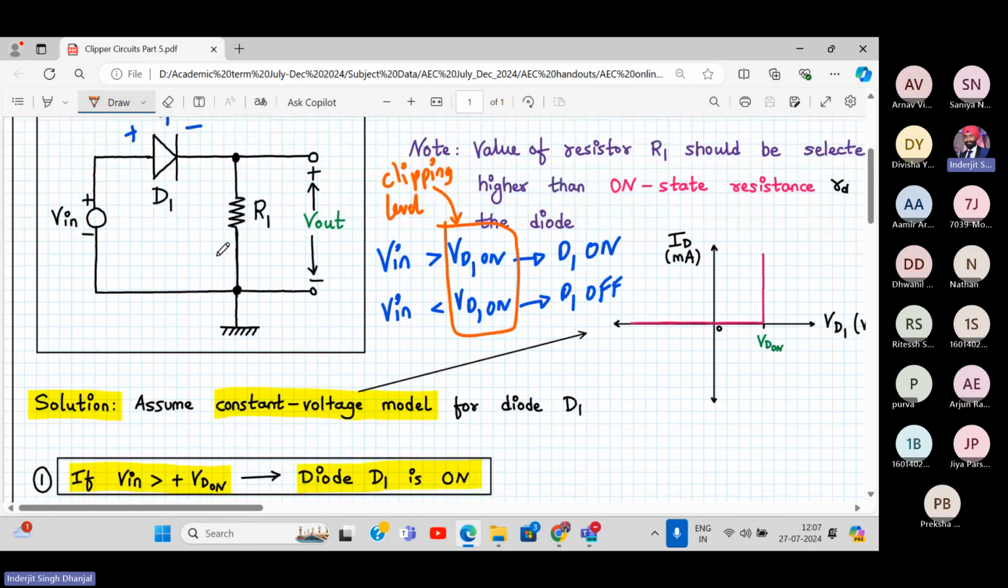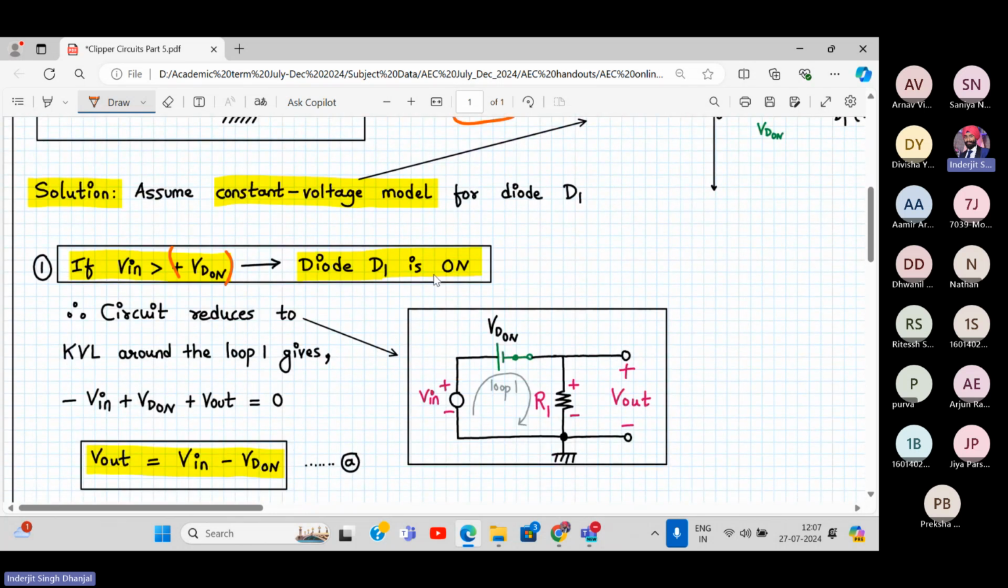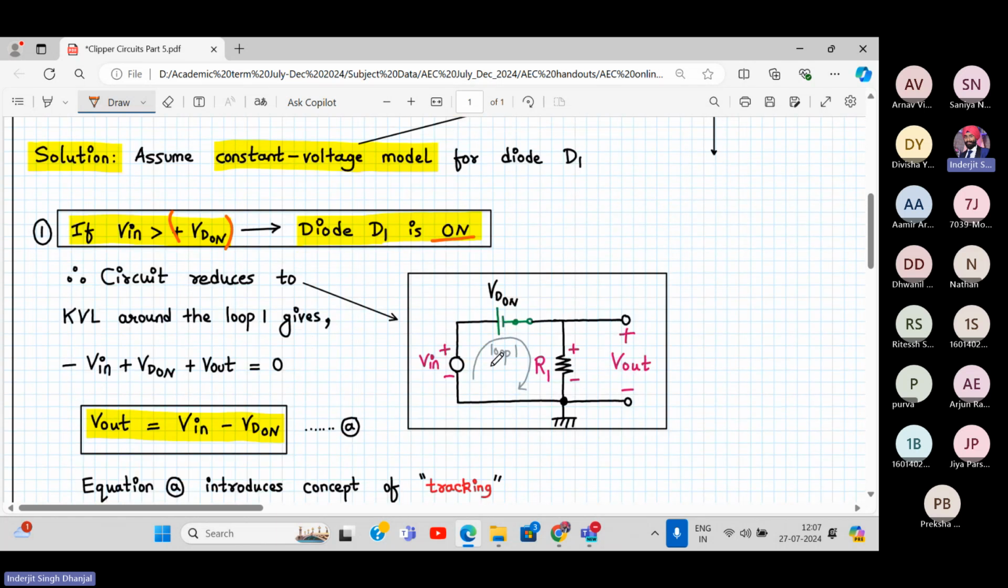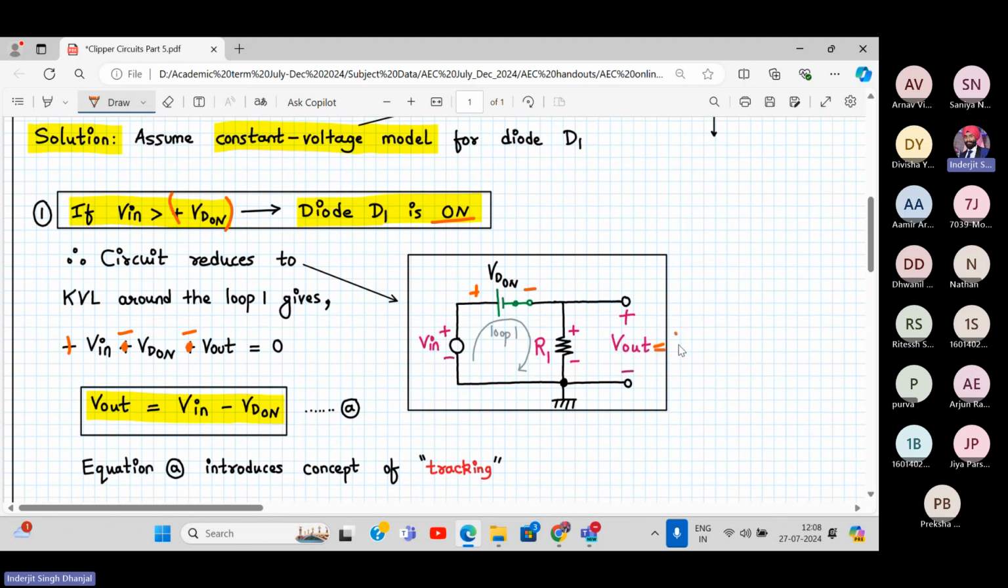Let me show you how. Let's consider diode D1 is on for Vin greater than VD on. That is a very clear picture, but the circuit gets reduced to this. So over here, we have Vin, we have VD on, plus minus. And what is my output? My output is not equal to VD on now. We apply KVL around this loop. We get plus VD on minus VD on minus Vout, with a little change in polarity in this direction. So what will Vout be equal to? Vout equals Vin minus VD on. Now it is clear. So output is equal to input minus VD on. Did you all understand this?